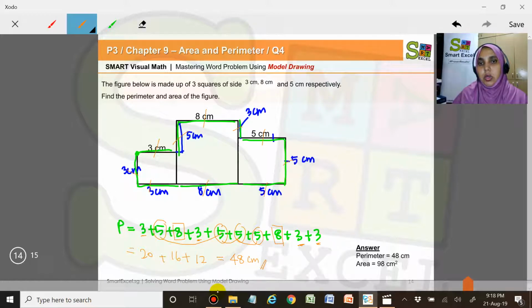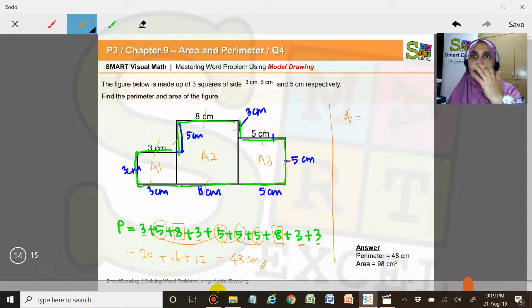Now let's go through the area. Let's label the 3 areas as A1, A2, A3. Let's highlight the formula of area: area is length times breadth. So let's find area 1. For area 1, you know that the side is 3, so it will be 3 times 3.